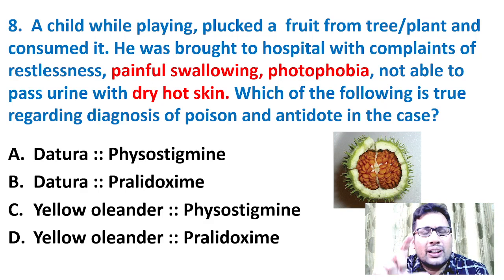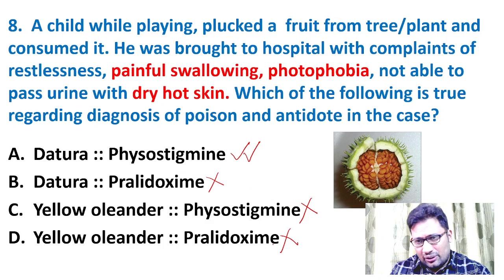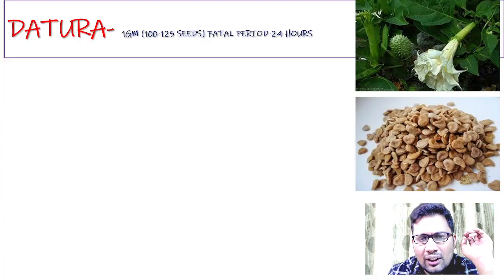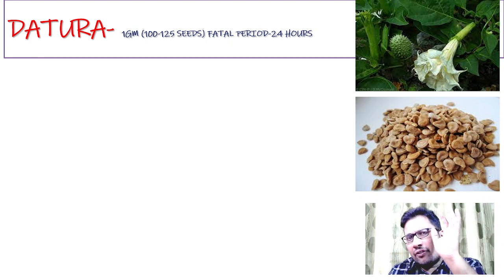In datura poison, we use physostigmine. So the answer is A, physostigmine. Pralidoxime, no. Oleander is a cardiac poison, so these features do not occur in case of oleander poison. So your answer should be datura and physostigmine. Let's discuss datura briefly, 1 minute. Datura is a deliriant. What is the fatal dose? 100 to 125 seeds. Fatal period 24 hours.